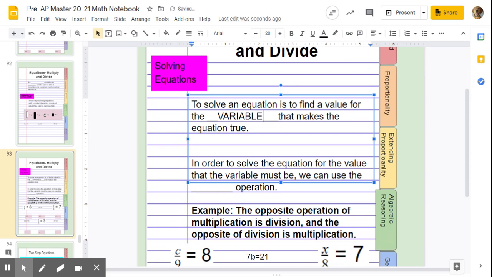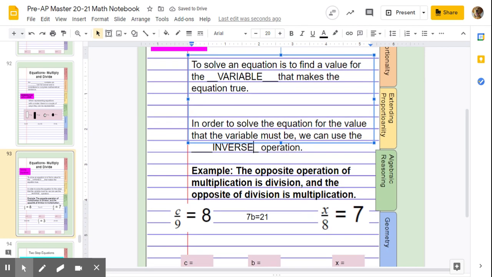In order to solve the equation for the value, we have to use what's called the inverse operation. Inverse means that we're using the opposite operations. Today, the inverse or the opposite operation of multiplication is division, and the opposite of division is multiplication. Those are the two that we're going to use today.